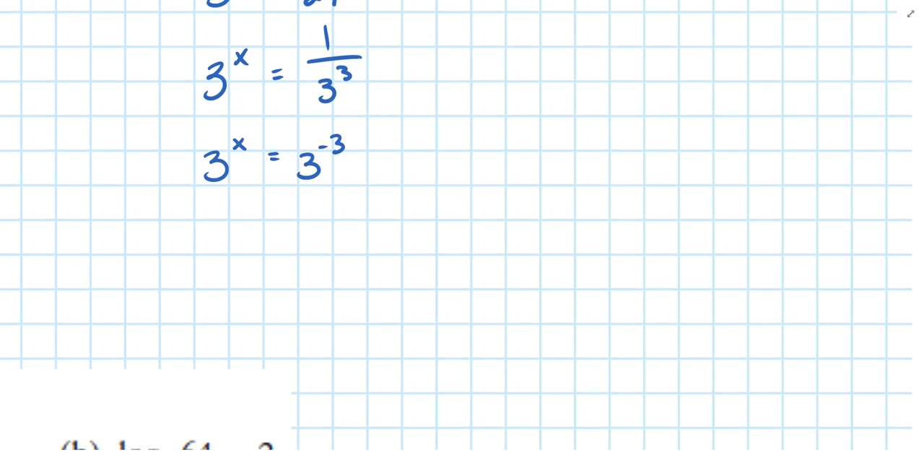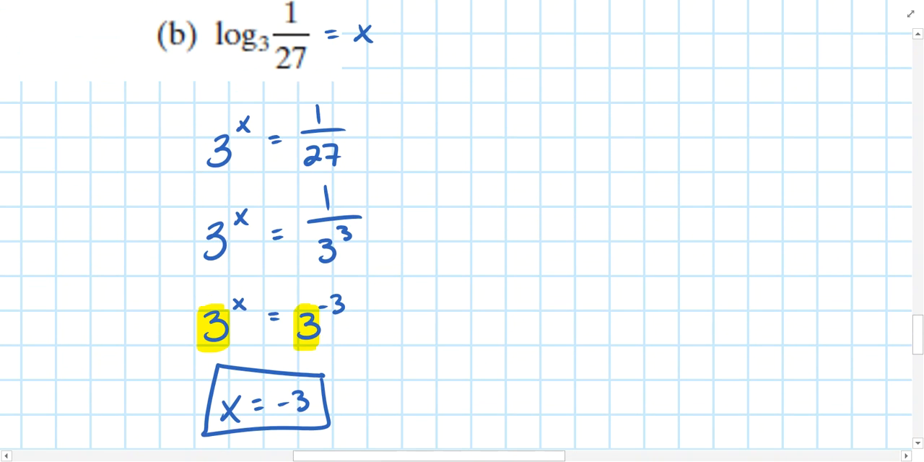And now we can see that the equation is written with common bases. If 3 to some power is equal to 3 to the negative 3rd power, well, as you might have guessed, x then must be negative 3. So therefore, log base 3 of 1/27 is equal to negative 3.